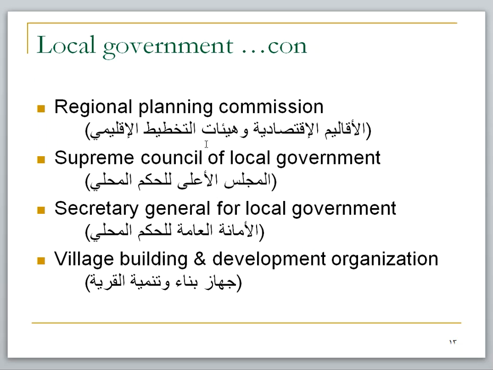Some authorities like the economic regions and the regional planning authorities, the Regional Planning Commission, and the Supreme Council of Local Government, led and headed by the Minister of Local Government. The Secretary General for Local Government, which is the General Secretariat for Local Government, and then the Village Building and Development Organization.